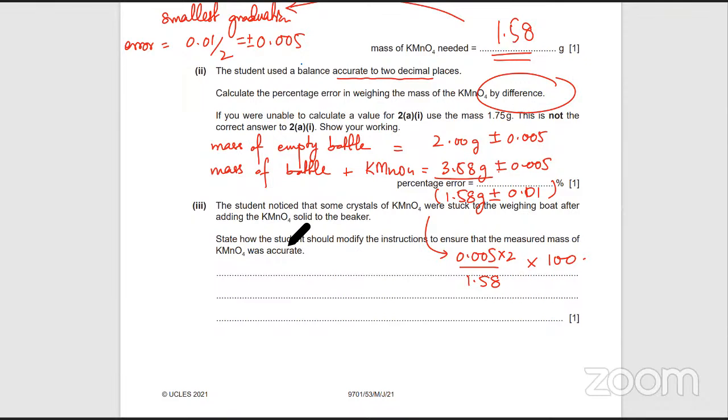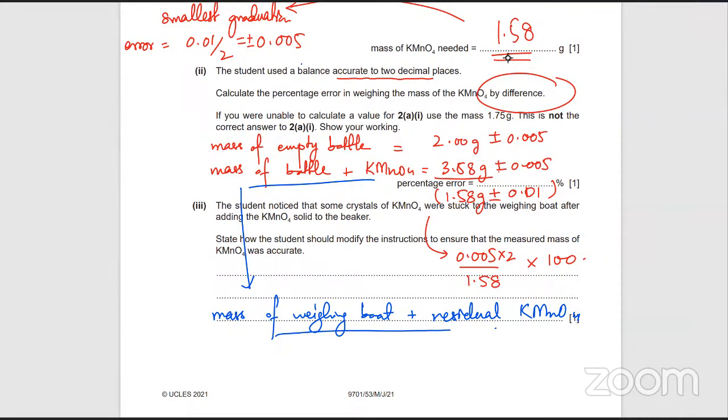मतलब अब इस एक मार्क क्या कर सकते हो आप? I mean, there's several things you can do. Yeah, how can you be more accurate? Because now this way you're not going to be this accurate. So what you'll do is, after residual के डालने के बाद ना, measure the mass of the weighing board plus residual जो पीछे रह गया ना, residual KMnO4. इन दोनों का डिफरेंस निकालो, ठीक है? So that will give you a more accurate value.